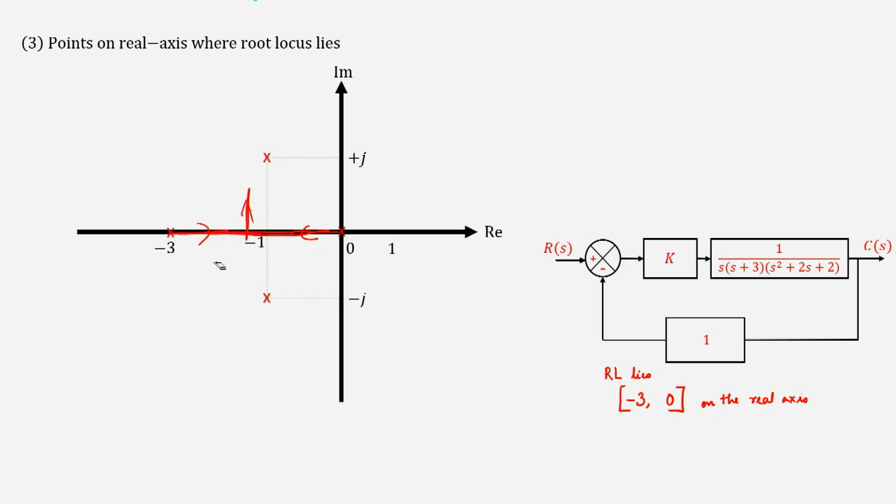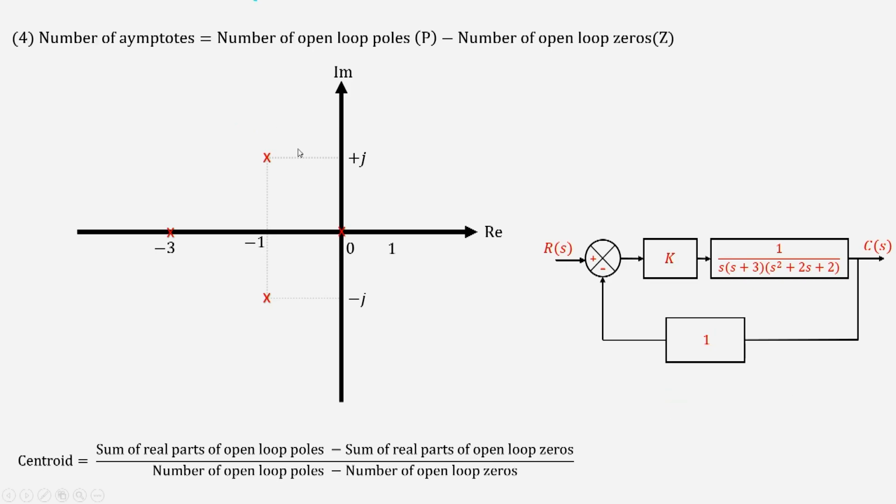In the same way, the root locus branches that come out from here will also go to infinity. In which direction? That again will be given by the asymptote angles. So how many asymptotes do we have? Since the number of open loop poles is 4 and the number of open loop zeros is 0, we have 4 minus 0, which is 4 asymptotes. That means we will get 4 lines.